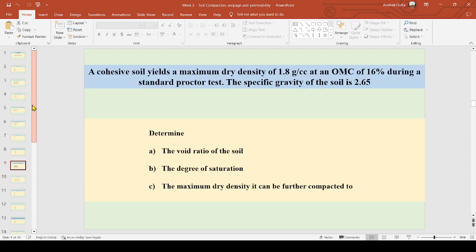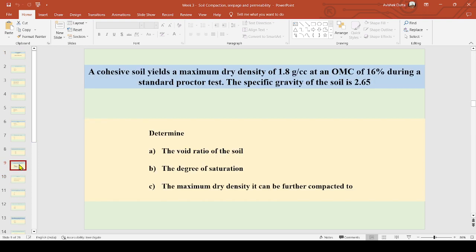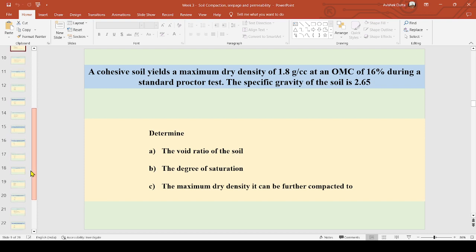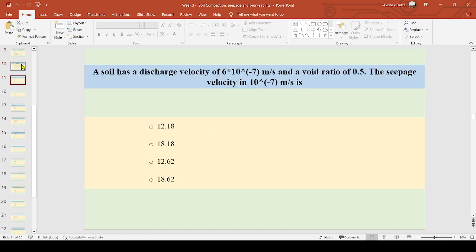So up till this question it is the part of soil compaction. Then comes seepage, because today's topic has three parts: compaction, seepage, and permeability. So up till this is the soil compaction. Now we come to the seepage and permeability part.